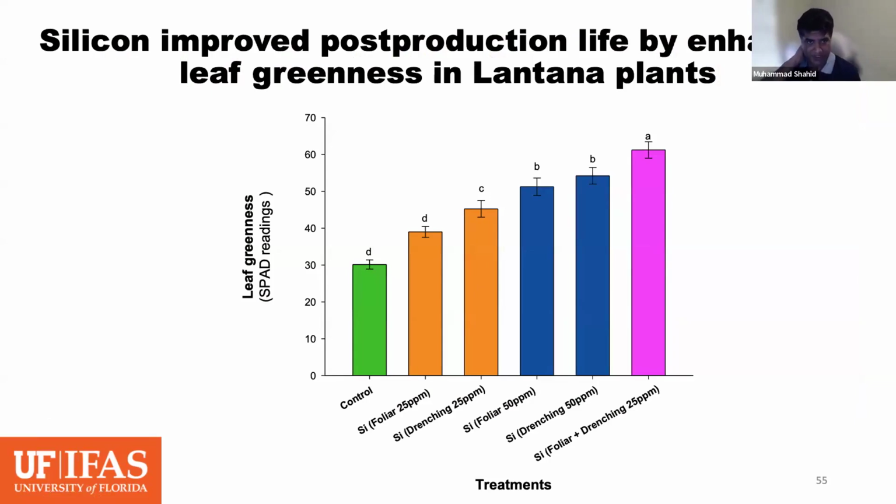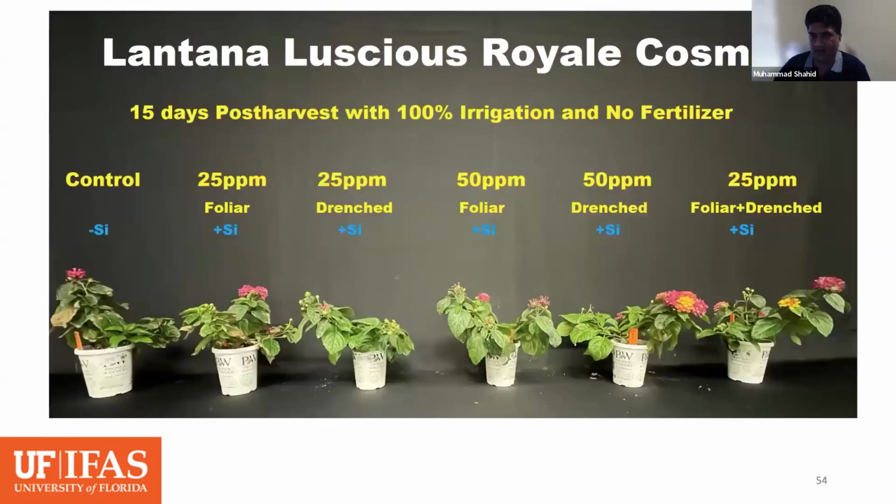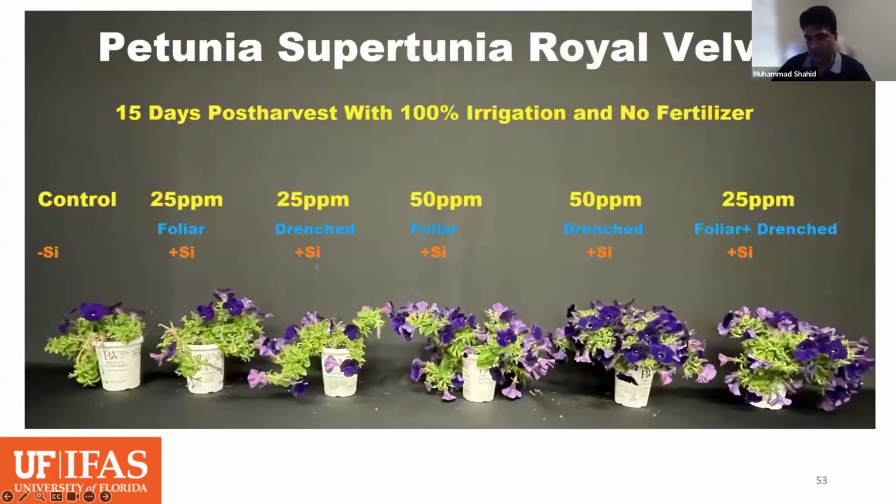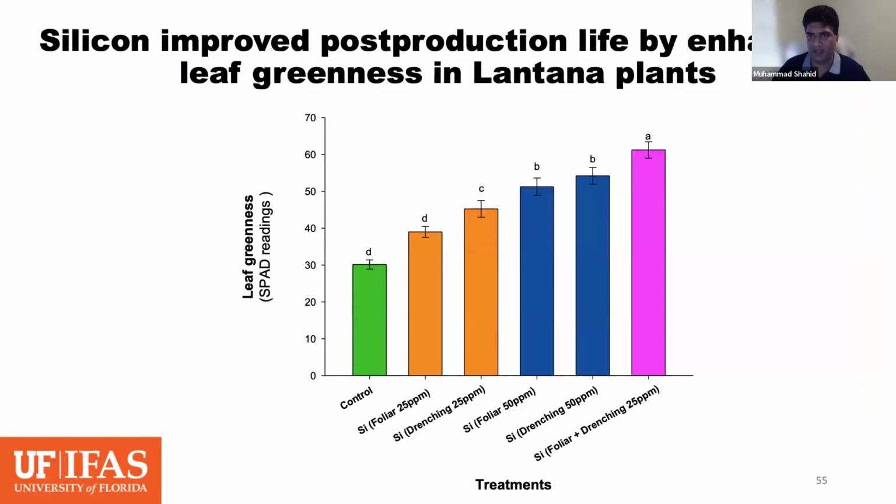In the case of leaf greenness, when we took the data using the chlorophyll meter, we observed that the plants treated with the hybrid application at low concentration had the maximum leaf greenness, and that's the reason the 25 parts per million is giving better growth and more flowering. This was followed by the 50 parts per million foliar application and the root application, with no big difference between them. The control was the minimum.